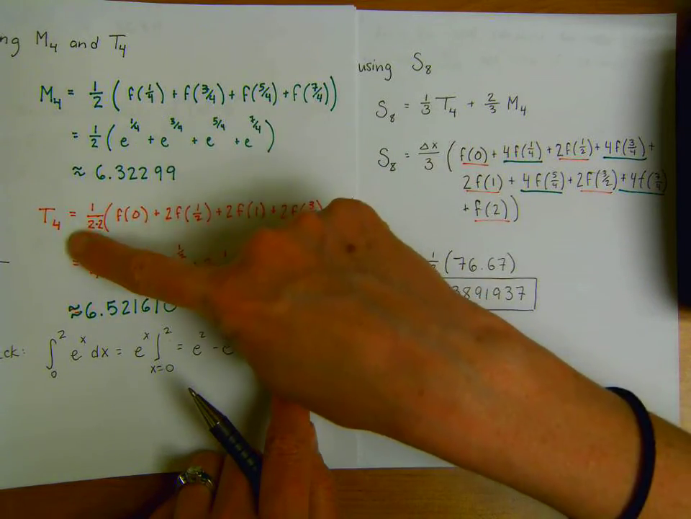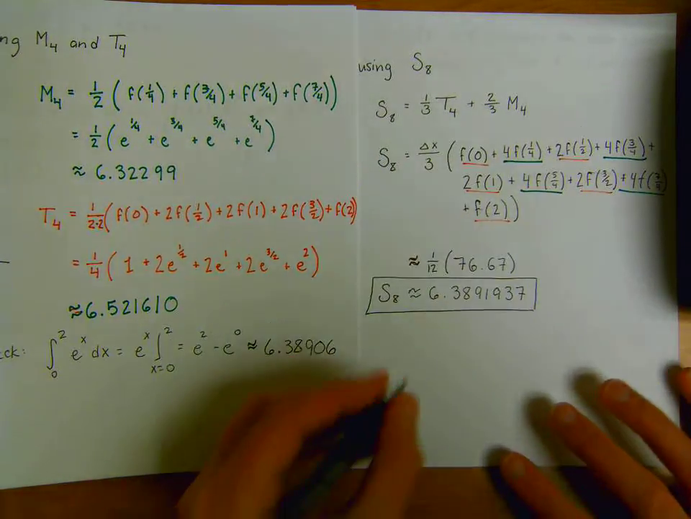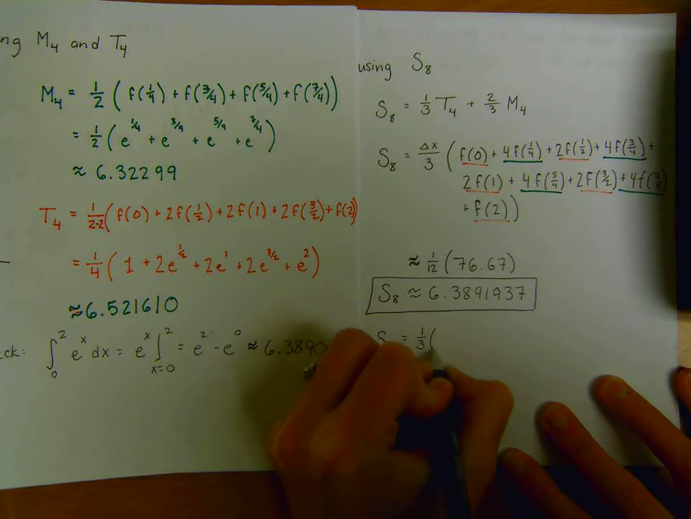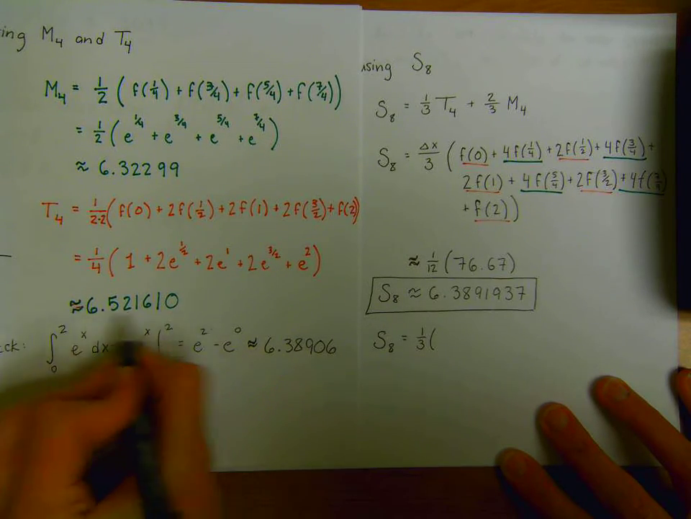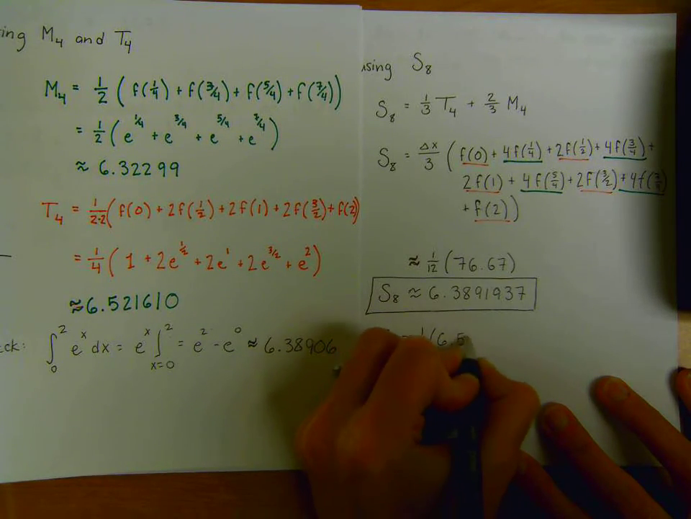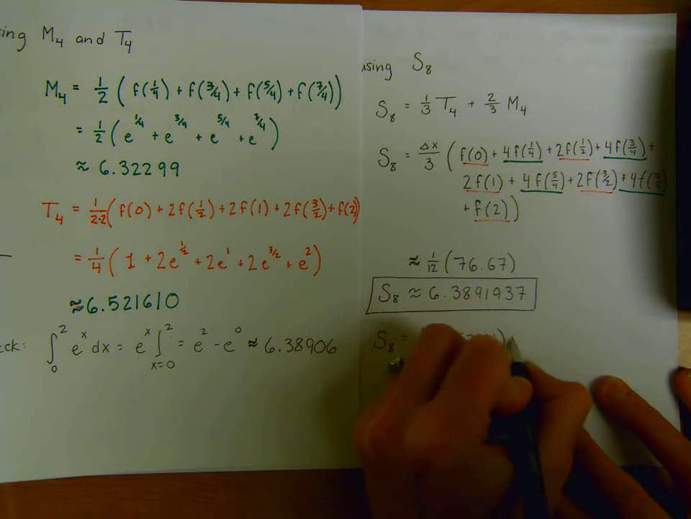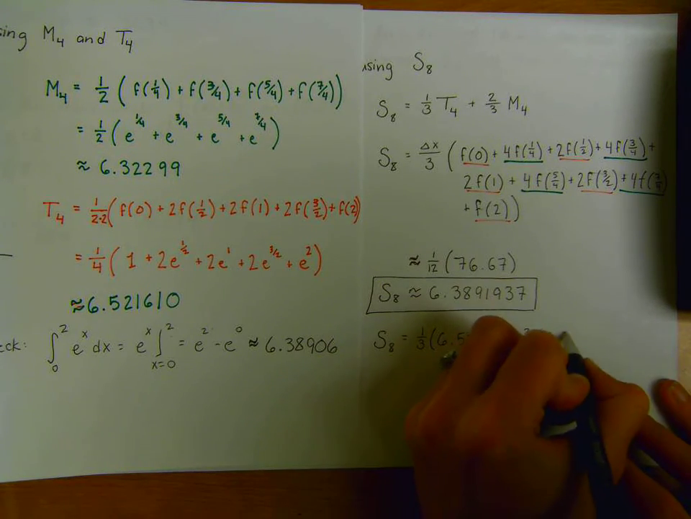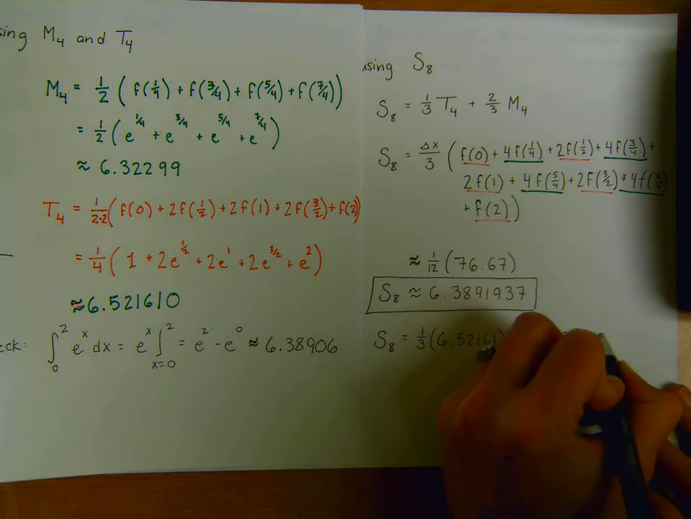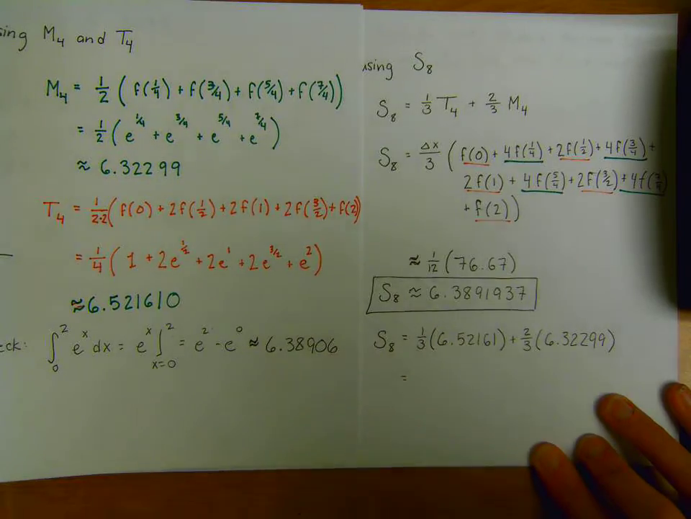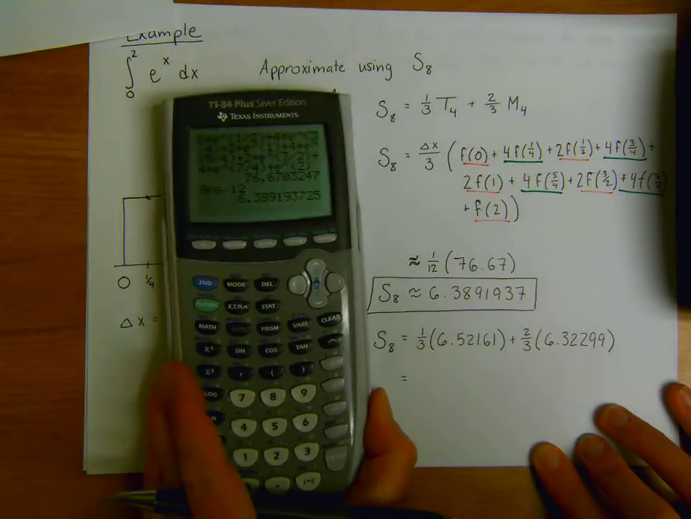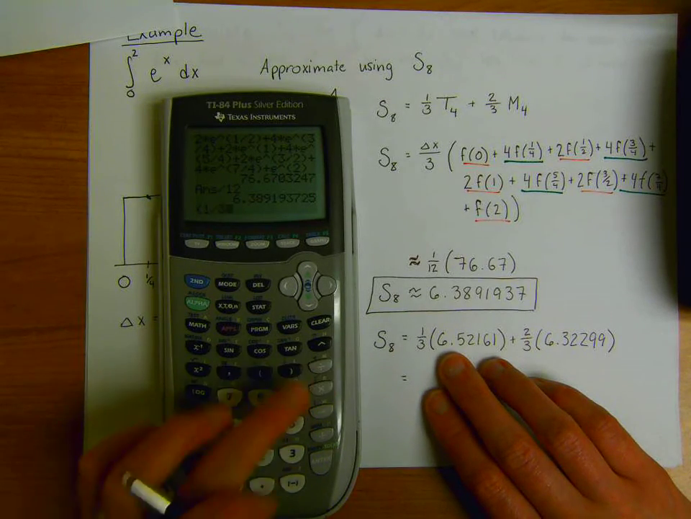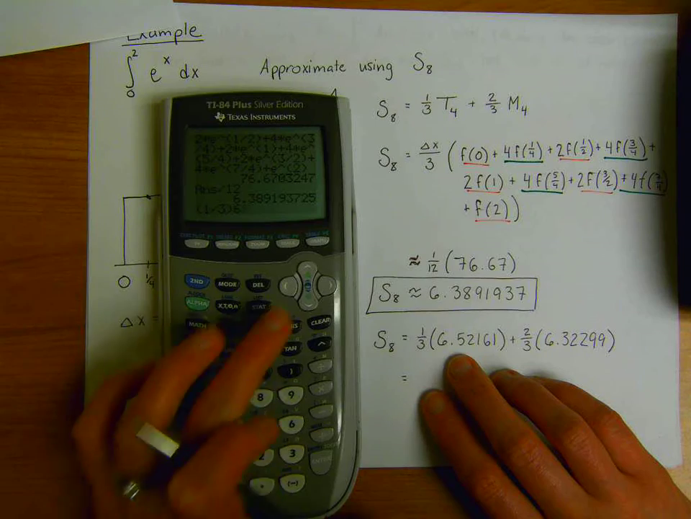And I can also check that it is indeed the weighted average of these two things. Because I already knew M4 and T4, I could have skipped all of this work, and I could say, oh, that means that S8 is going to be 1/3 of T4, which I have written down right here, 6.52161, plus 2/3 of M4, which we got as 6.32299. And plugging those values into our calculator sort of as a verification that we are doing what we think that we're doing.